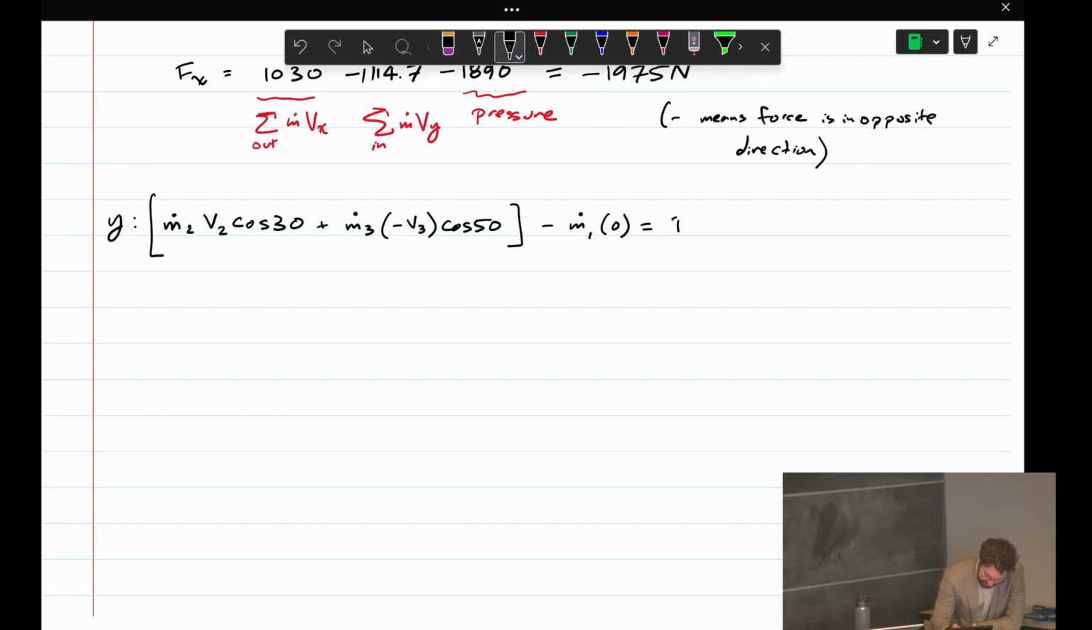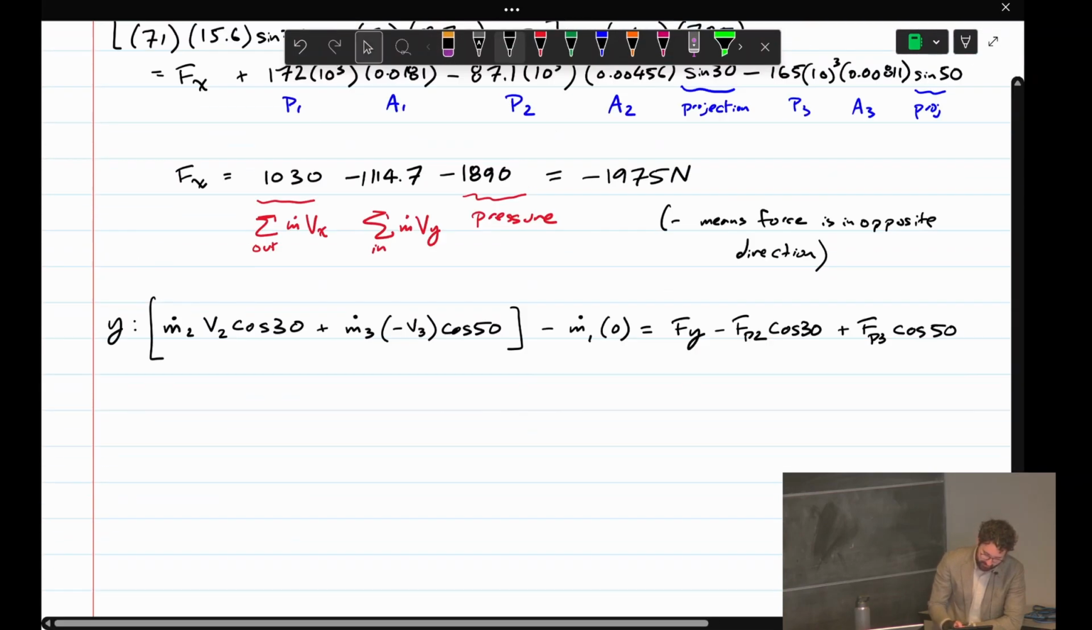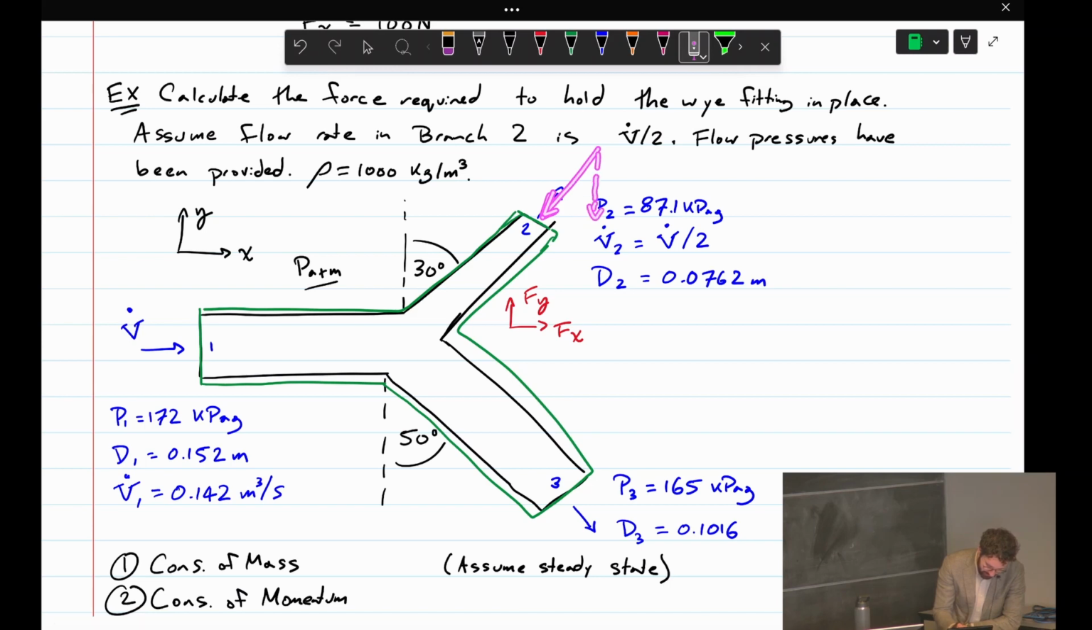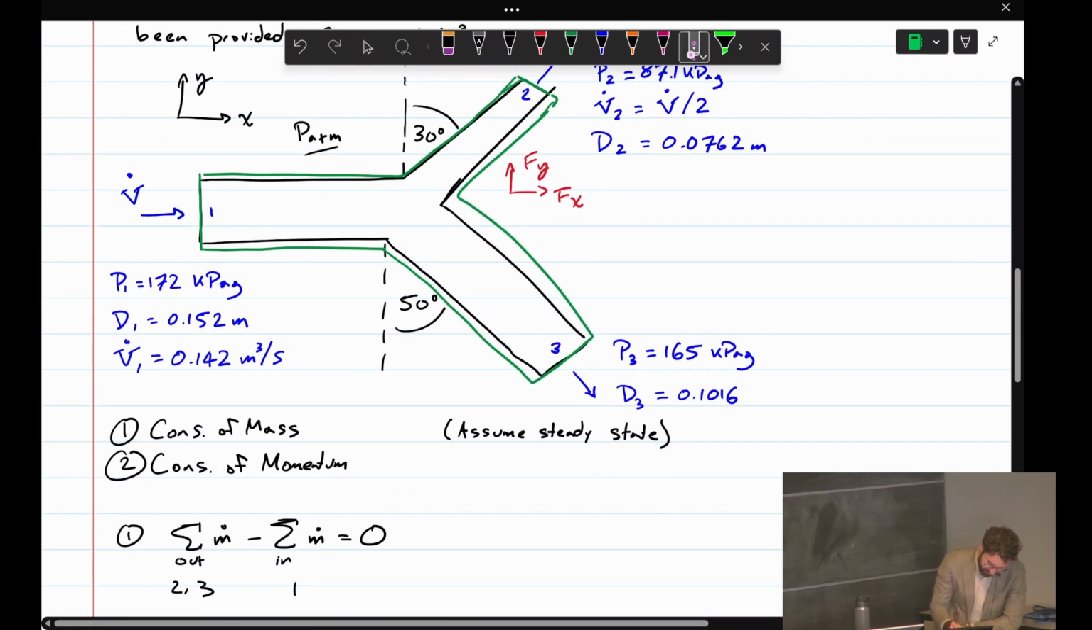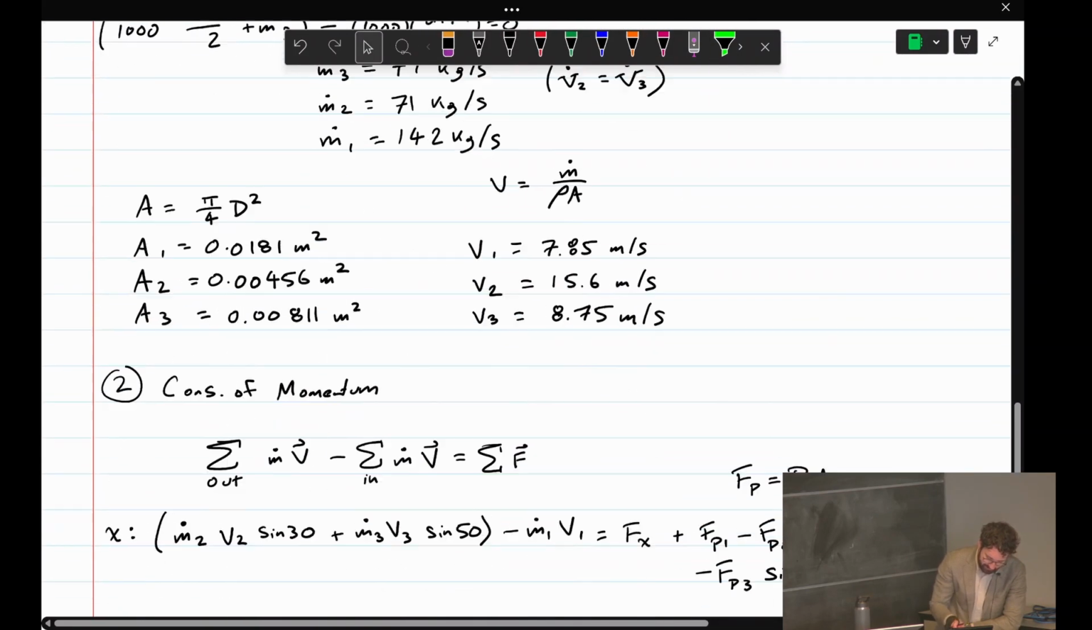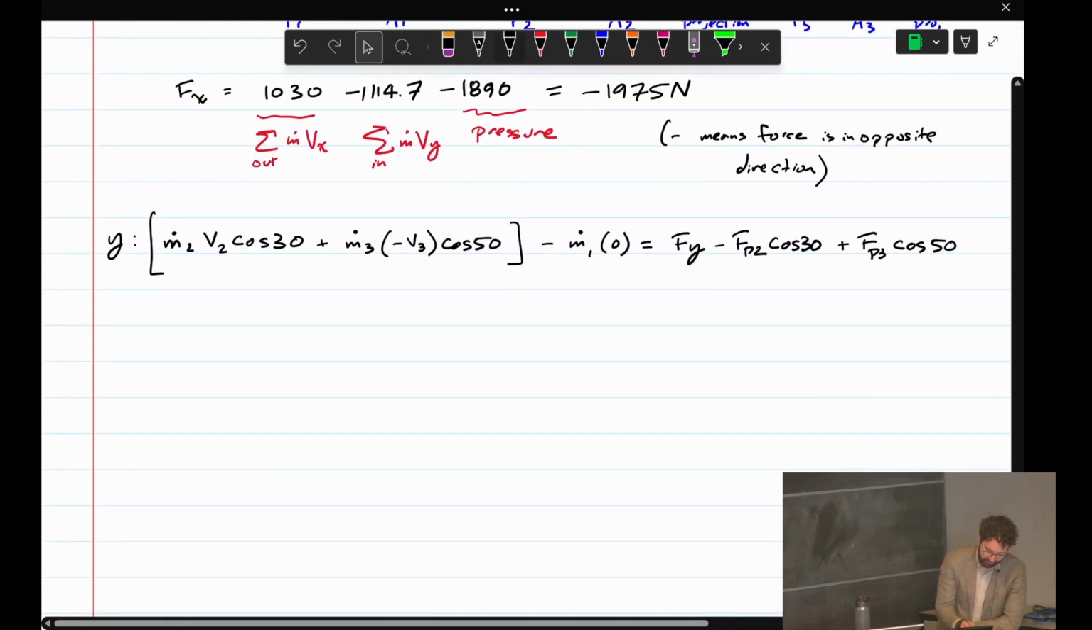Then the force balance will be Fy minus Fp2 cos 30 plus Fp3 cos 50. So minus Fp2 cos 30 is because the pressure force acts inwards to our CV. So that's going to have a negative y component. At 3, the pressure acts upwards, so it's going to have a positive y component. We don't have any y component from 1 in our y pressure force.